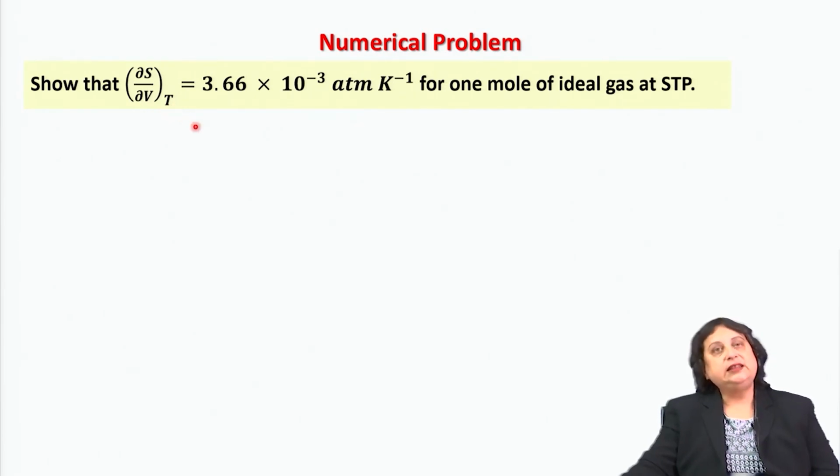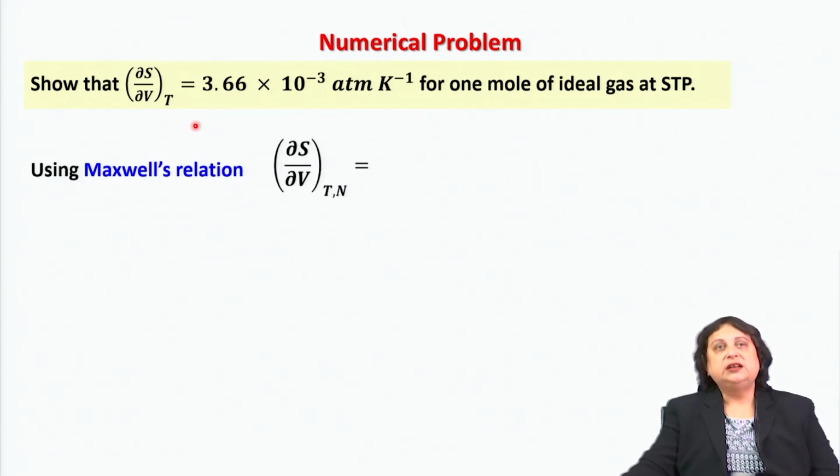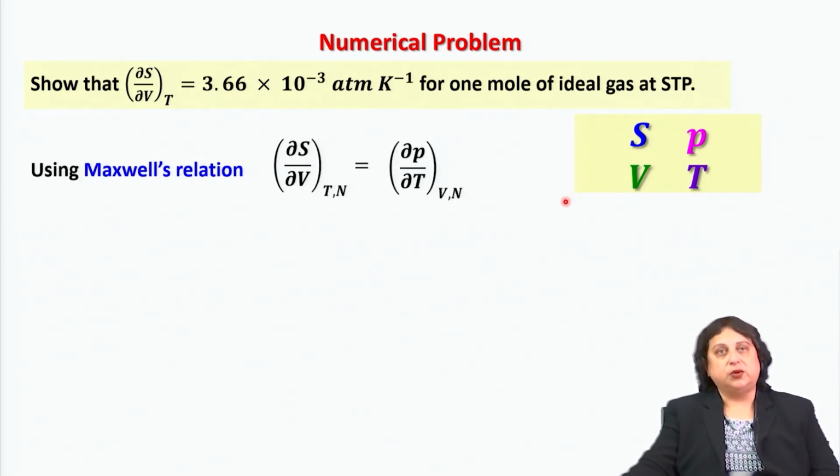You understand that in this case I can use the Maxwell's relation, where it will be possible for me to get del S del V at constant T in a closed system. Now, if I look into the mnemonic, yes, I can find out del S del V T. What will the answer be? The answer is going to be, by Maxwell's relation, equal to del P del T at constant V. So, that is exactly what I have written down here.